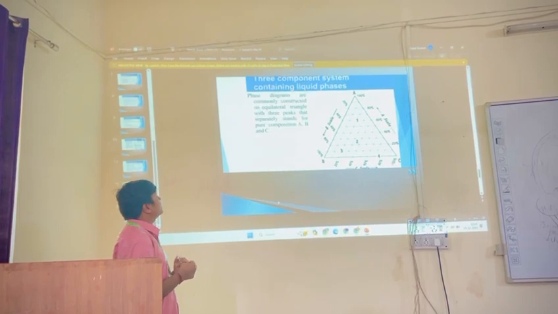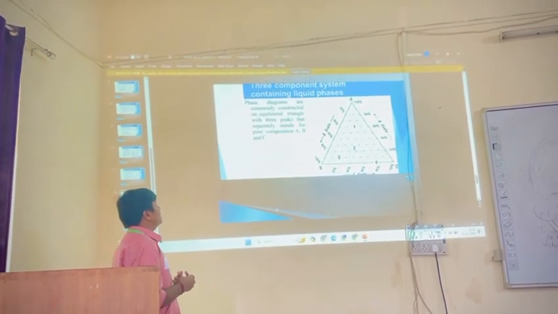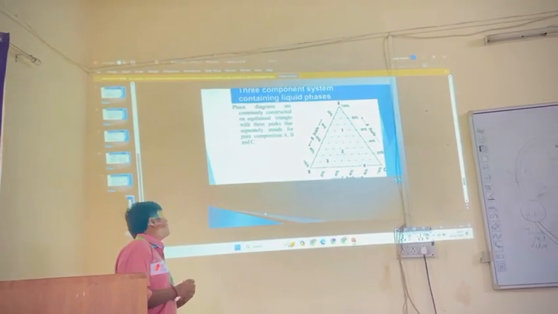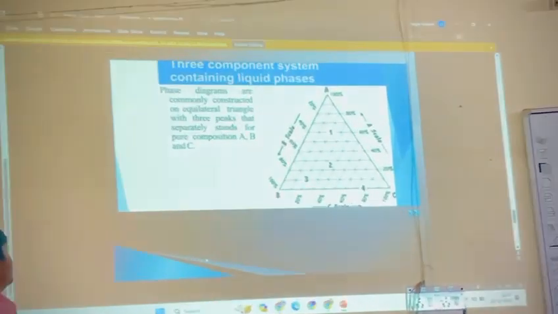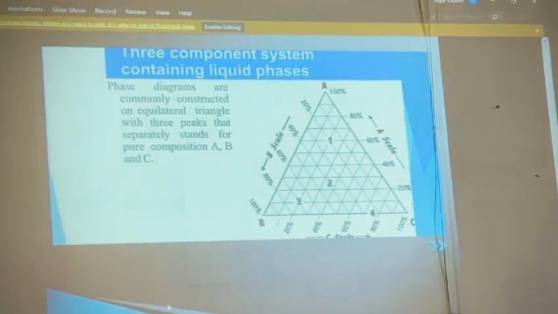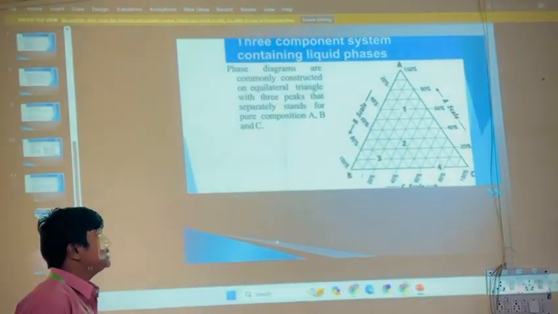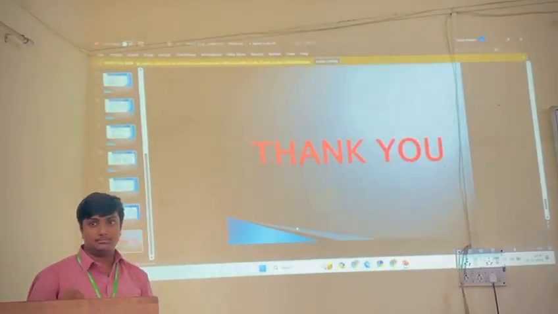Then the three component system containing liquid phases. Phase diagrams are commonly constructed as an equilateral triangle with three peaks that separately stand for pure compositions A, B, and C. Thank you.